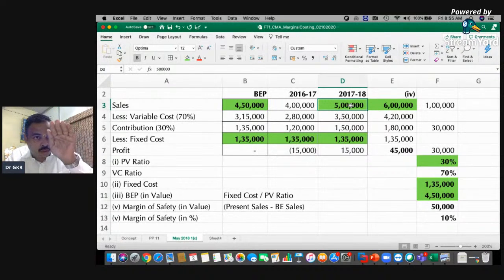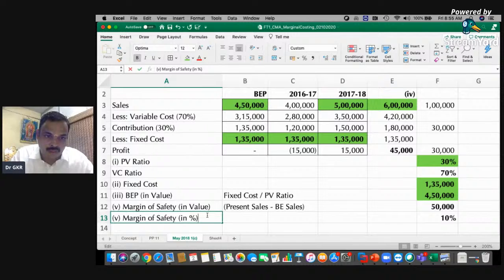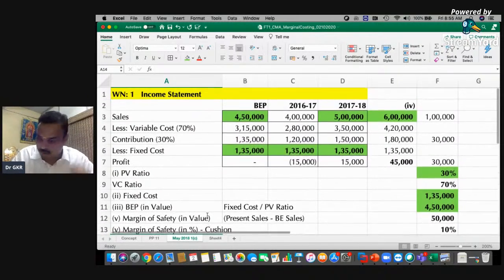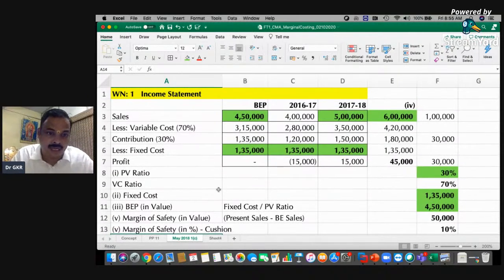From 5 lakhs, you go down by 50,000, you hit the floor. The floor is your break-even point. So you have a cushion, and that cushion is 10% from your present position. Higher the cushion, more the safety. So we can call this the cushion. Very important: margin of safety is always in percentage. For your kind information. Okay, good. So this is your May 2018.